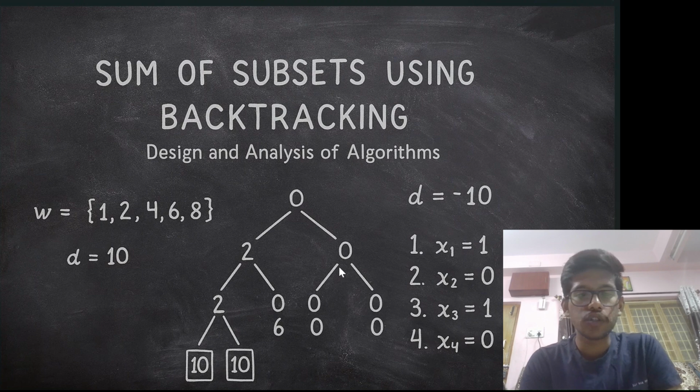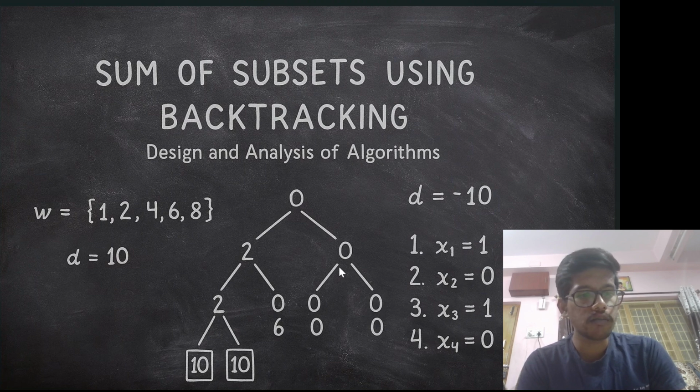Now, looking at the tree shown in the picture, the root node starts with the sum 0. At each branch, we either include the element, that is, we add it to the sum, or exclude the element, keep the sum as it is from the previous state. We continue this recursively until we either reach the desired sum, which is 10 in this example, or exceed it.